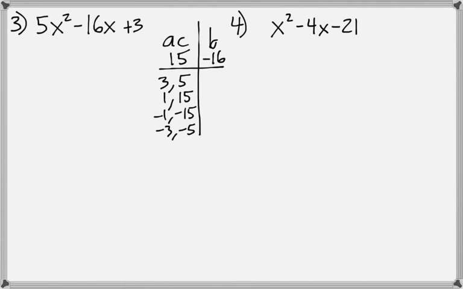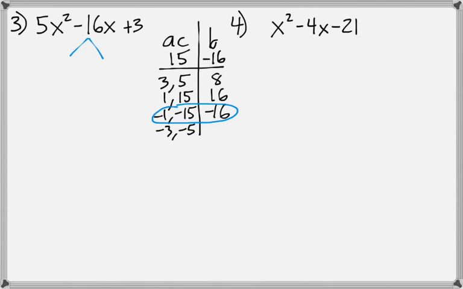Now let's add them up, and we want to find which pair of numbers add to give you negative 16. So 3 plus 5 will be 8, 1 plus 15 is 16, negative 1 plus negative 15 is negative 16, and that actually is it. So if you can find the numbers quickly, you don't need to list out all the pairs, because once you get the two numbers, meaning the negative 1 and the negative 15, that's really all I care about. So that tells us how we're going to split up this middle term.